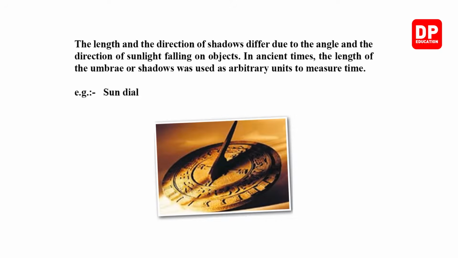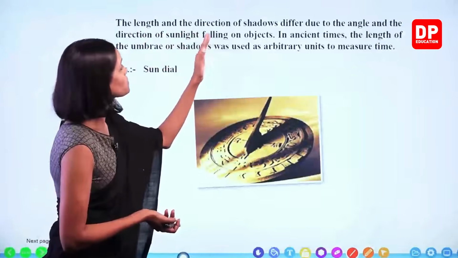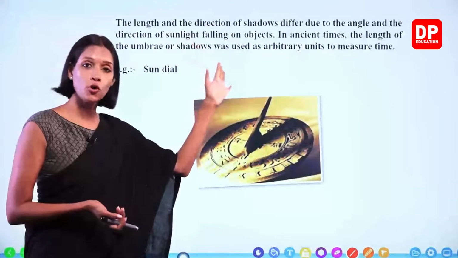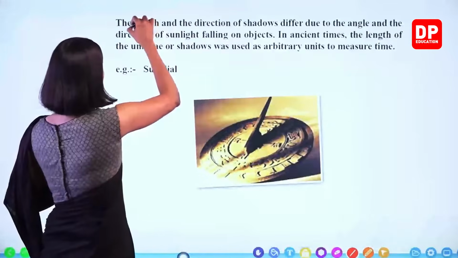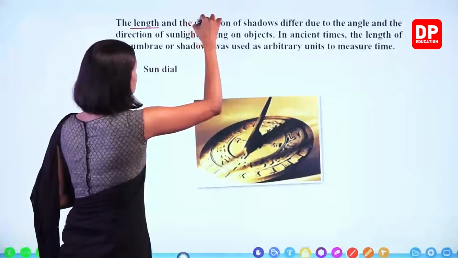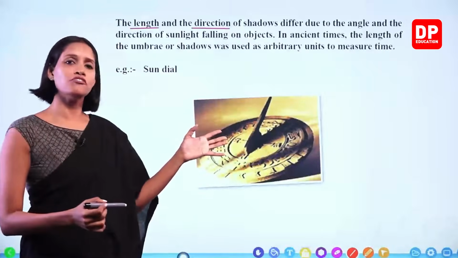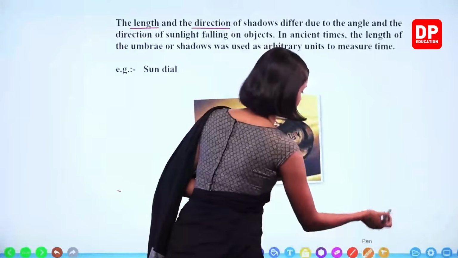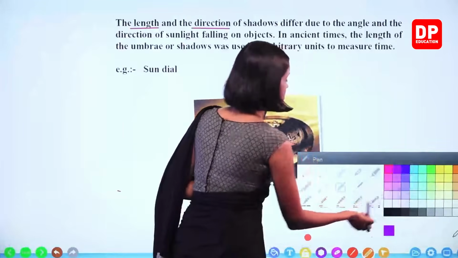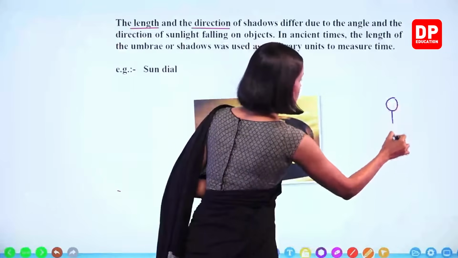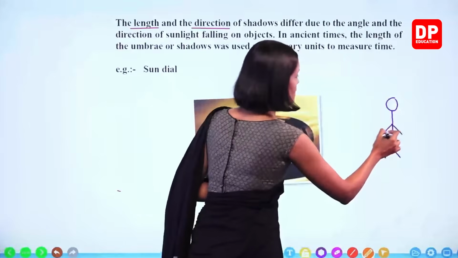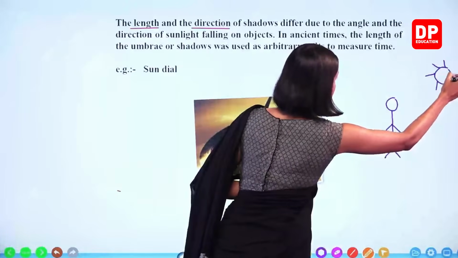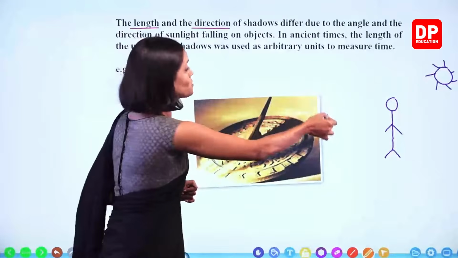Look at this one. The length and the direction of shadows differ due to the angle and the direction of sunlight falling on objects. Right? The length and the direction of shadows differ. What is the meaning of this, children? Now let's say when you go out during the daytime, let's say if you are here, if the sunlight is falling from this side, where does the shadow form, children?